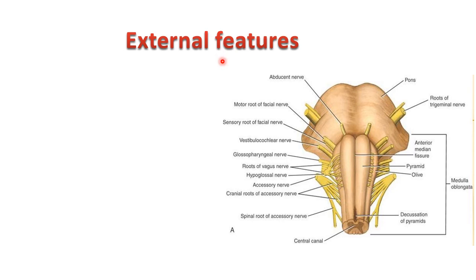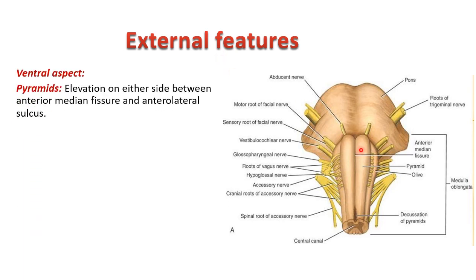So continuing with the external features on the anterior aspect, on either side you see an elevation in the lower part, which is called the pyramids. So the elevation on either side is called the pyramids. These pyramids are mainly made up of the descending tracts. They are the corticospinal tract, the main motor tract. So definitely the pyramids are a collection of white matter fibers.